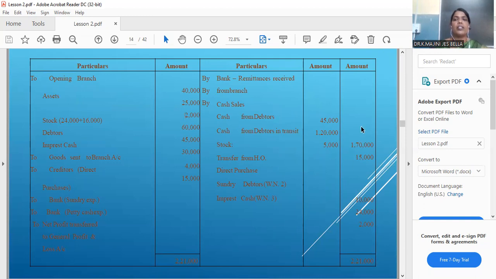When you are totaling this credit side, you will get 2,21,000. After this amount, just subtract these items. When you are subtracting these items, you will get the difference amount 15,000. That 15,000 is the profit of the organization. So we have to transfer that profit to the general profit and loss. This net profit we should transfer to the general profit and loss. Okay, I hope you have understood.